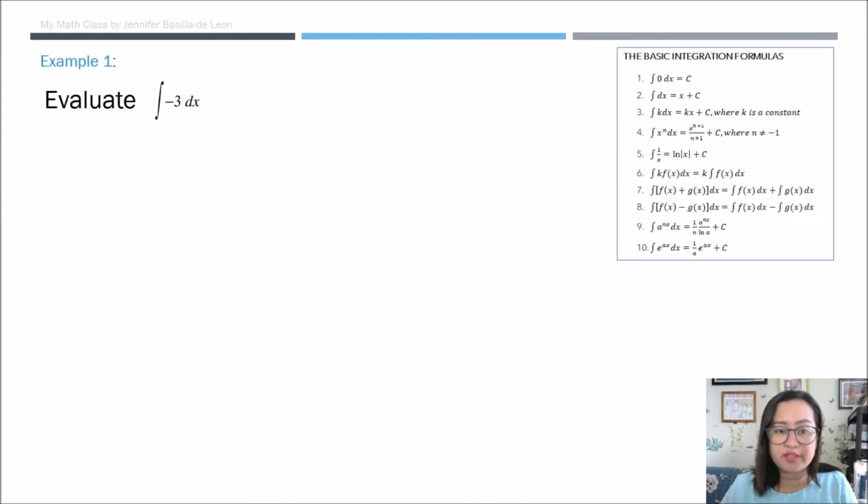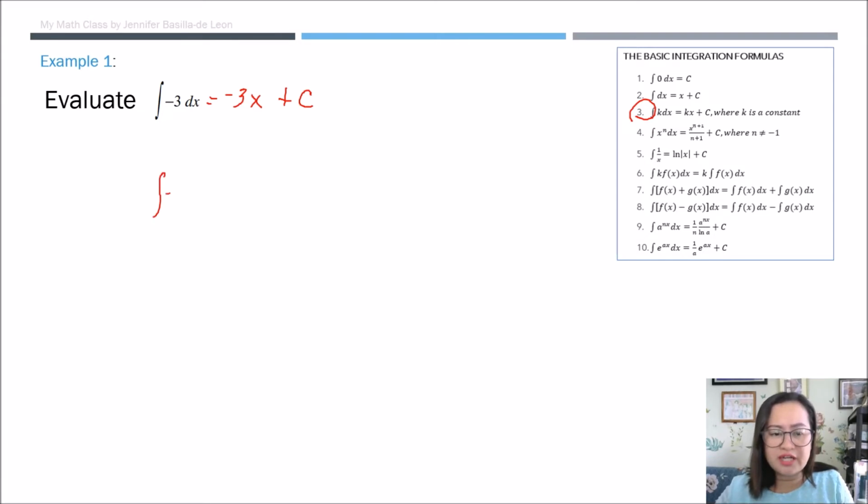Example number 1. Evaluate the expression, the antiderivative of negative 3 dx. Applying rule number 3, we will have negative 3x plus c. Can we use rule number 4 in getting the antiderivative of negative 3 dx? Let's see if we can have the same answer.